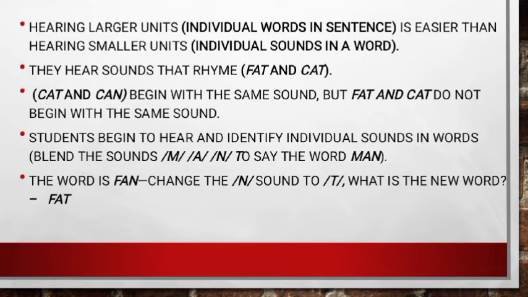At more complex levels, pupils begin to identify individual sounds in words, like the word man. The word man has three sounds, m, a, n, to say the word man. Next, they learn to blend, segment, and manipulate these individual sounds to read words and to make new words. Like the word fun. Change the end sound to T. What is the new word? That is fat.